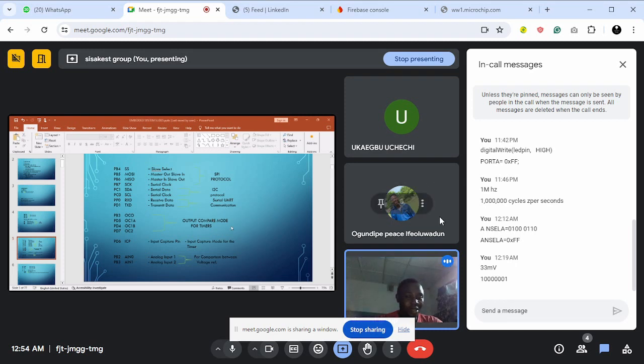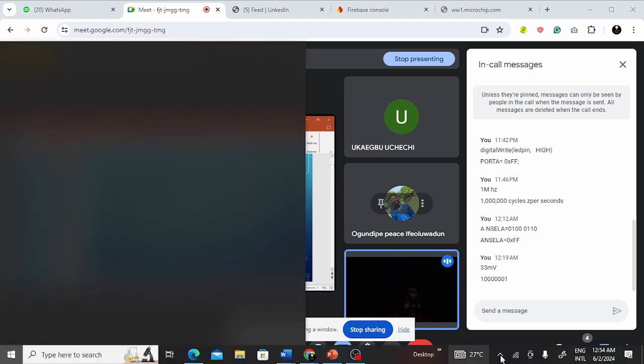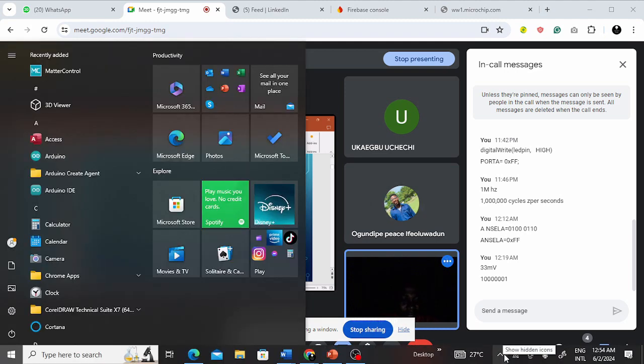And I think with this, I have compared PIC 16F877 with ATMEGA 32, seeing where this one is stronger, where this one is better, for the purpose of this class. And I have covered everything I'm supposed to cover in this class. If there are questions, I'm open. You can ask me questions.